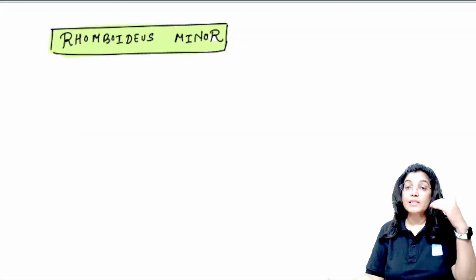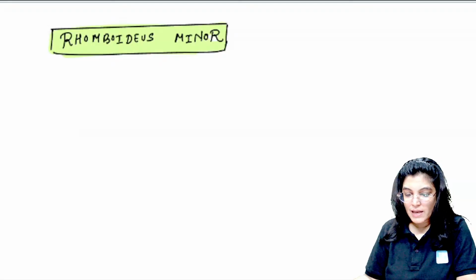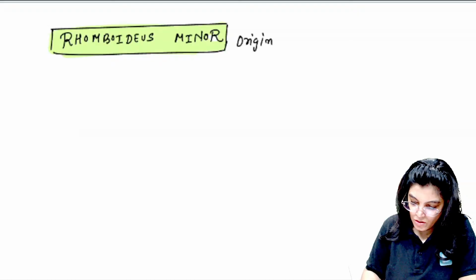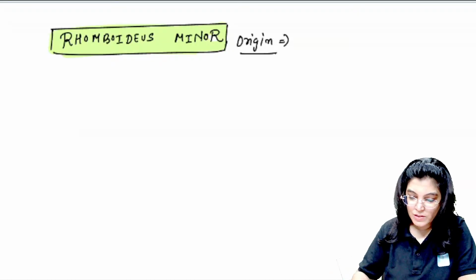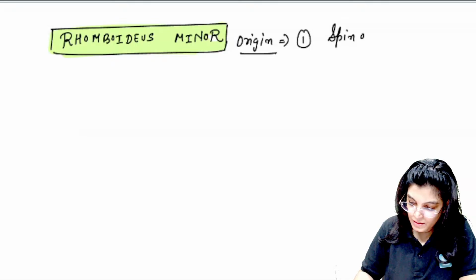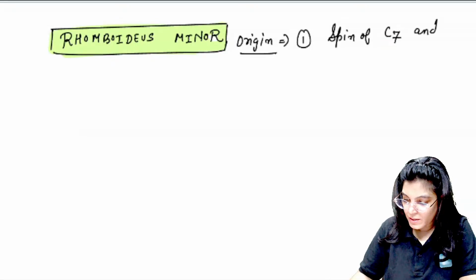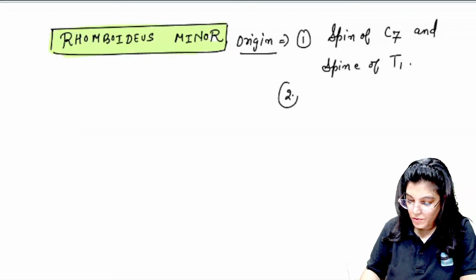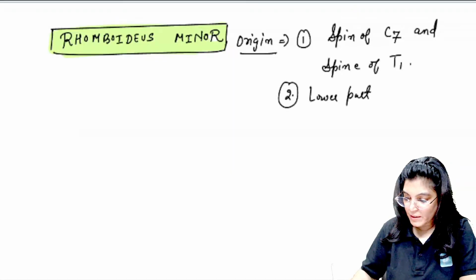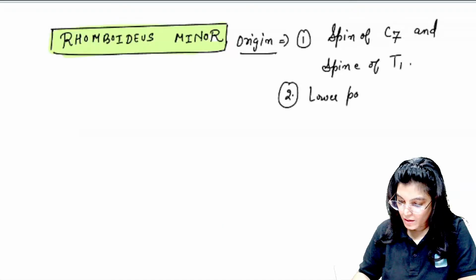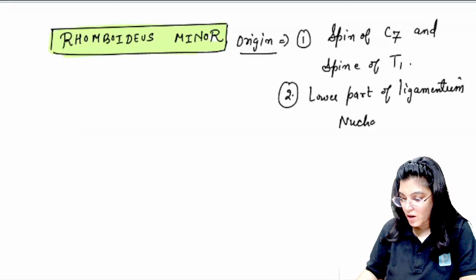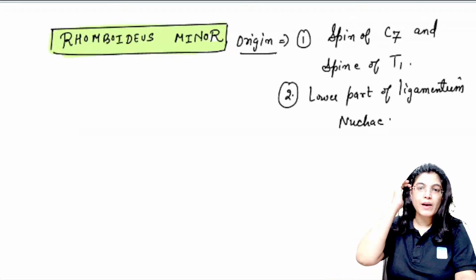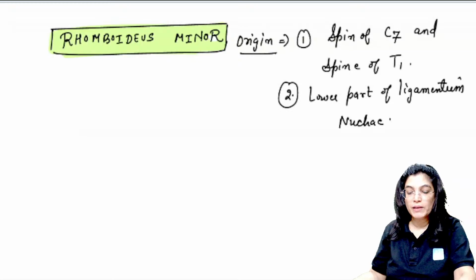So why is it called minor? Because it lies above the major muscle. If I talk about origin, it is originating from the spine of the C7 cervical vertebra, also from the spine of the first thoracic vertebra, T1, and also from the lower part of ligamentum nuchae. So this is the origin part.